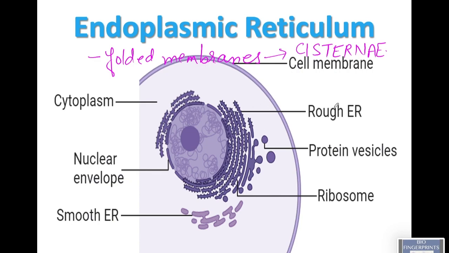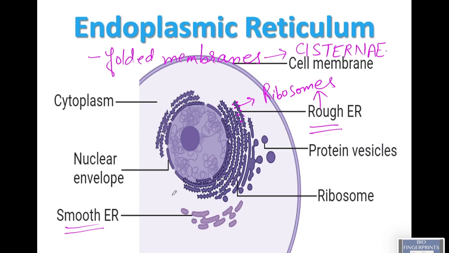So there are two types, rough and smooth endoplasmic reticulum. Rough endoplasmic reticulum: when ribosomes are attached on the surface of endoplasmic reticulum, it is known as rough endoplasmic reticulum. So here in this image, could you see some bead-like structures? These bead-like structures are ribosomes. And yes, the presence of ribosomes over the surface of ER makes it rough. So I am repeating once again that when ribosomes are attached on the surface of ER, it is known as rough endoplasmic reticulum.